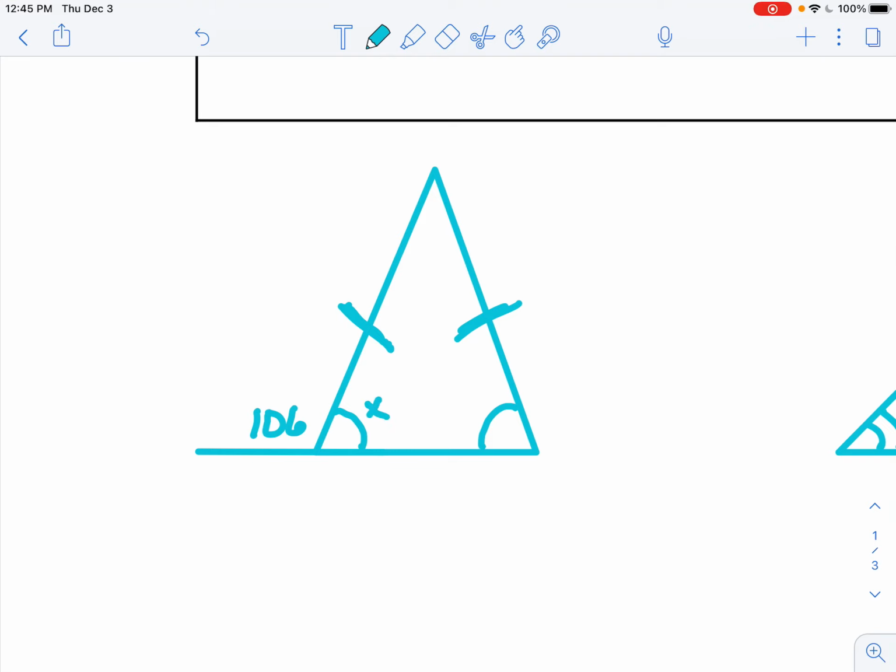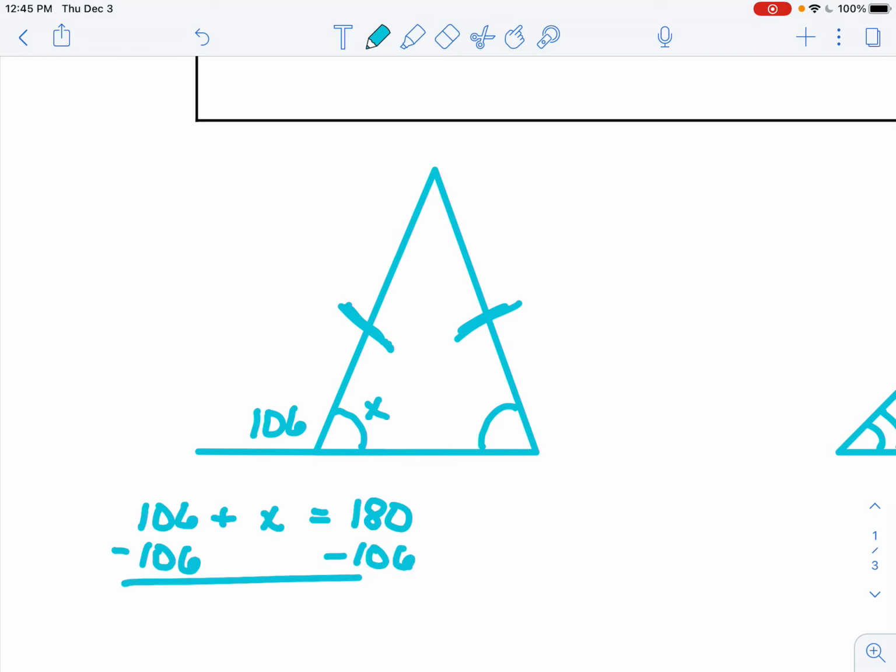106 is next to this angle. This is not even close to the first time we've had this come up on this review. When you're adjacent to each other and you're together making a straight line, those 2 angles sum to 180, which means X would be 74 degrees.